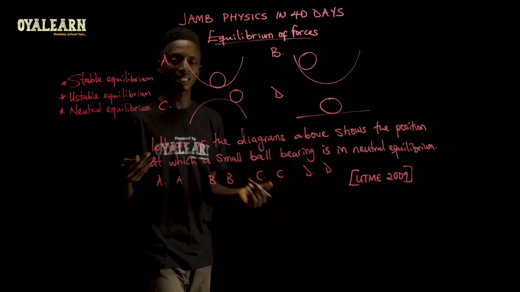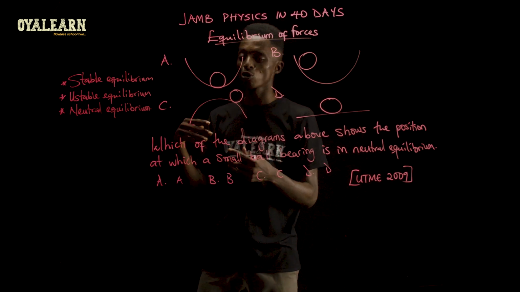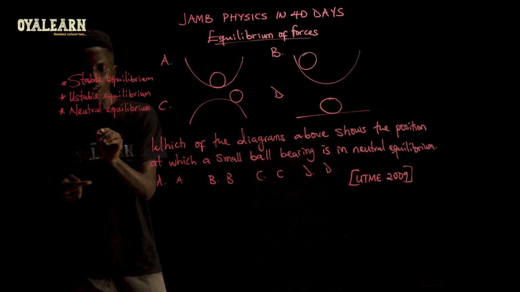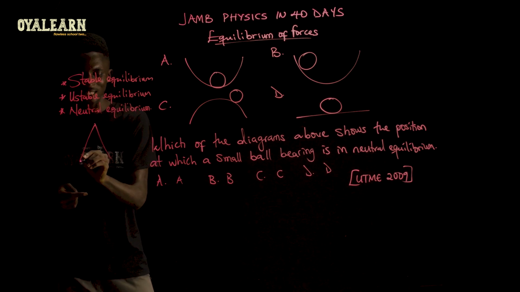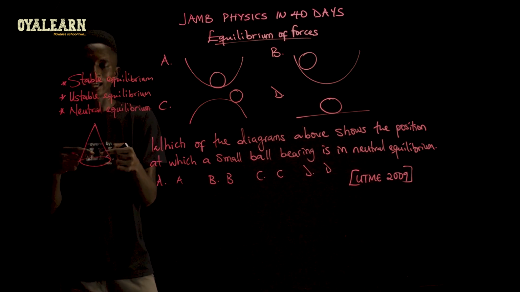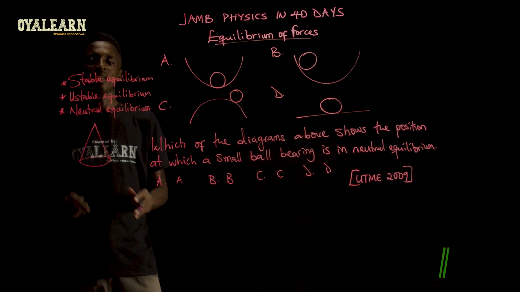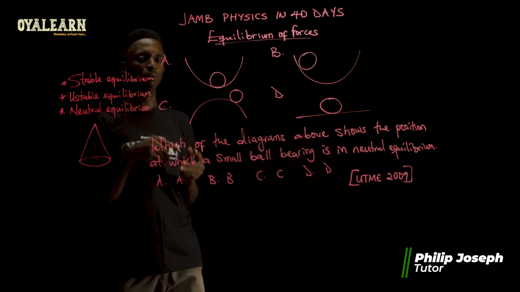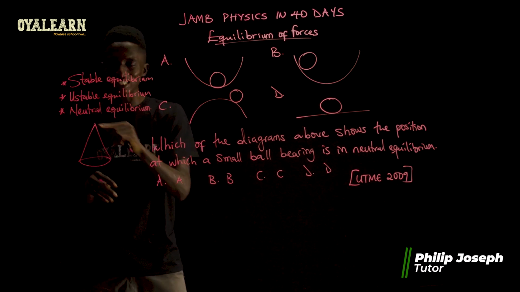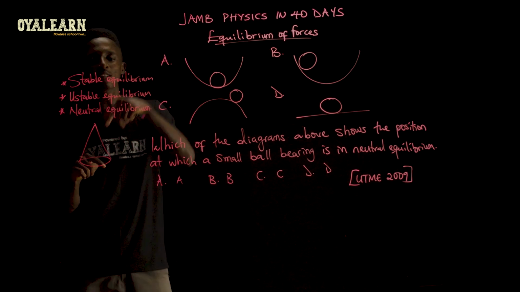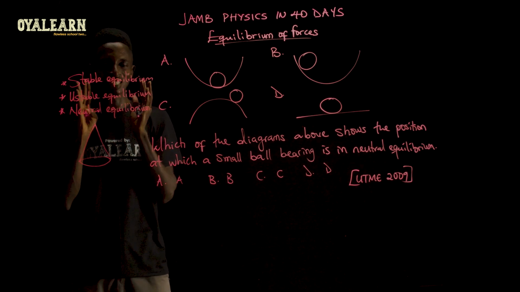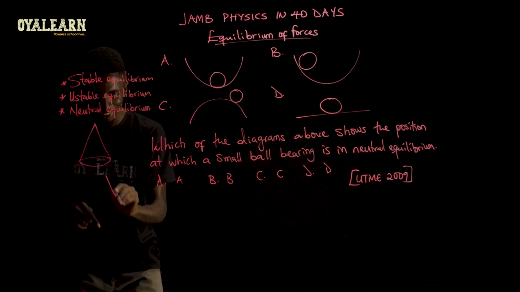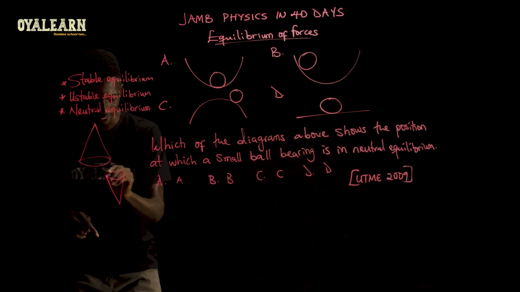Now, there are two ways I can describe this. I can use these images and I can also use other objects. Let's take, for example, a cone. When you have a cone that is standing on its circular end, this cone is said to be at stable equilibrium. Now, how can we define this? When you slightly displace the object, if it returns back to its equilibrium position, then it is stable equilibrium.